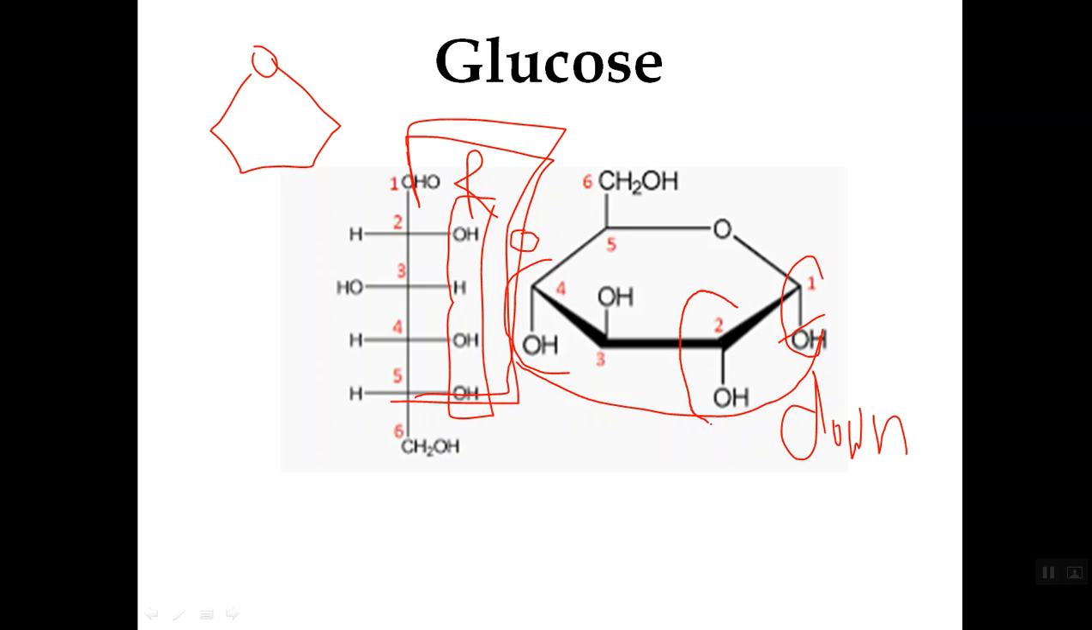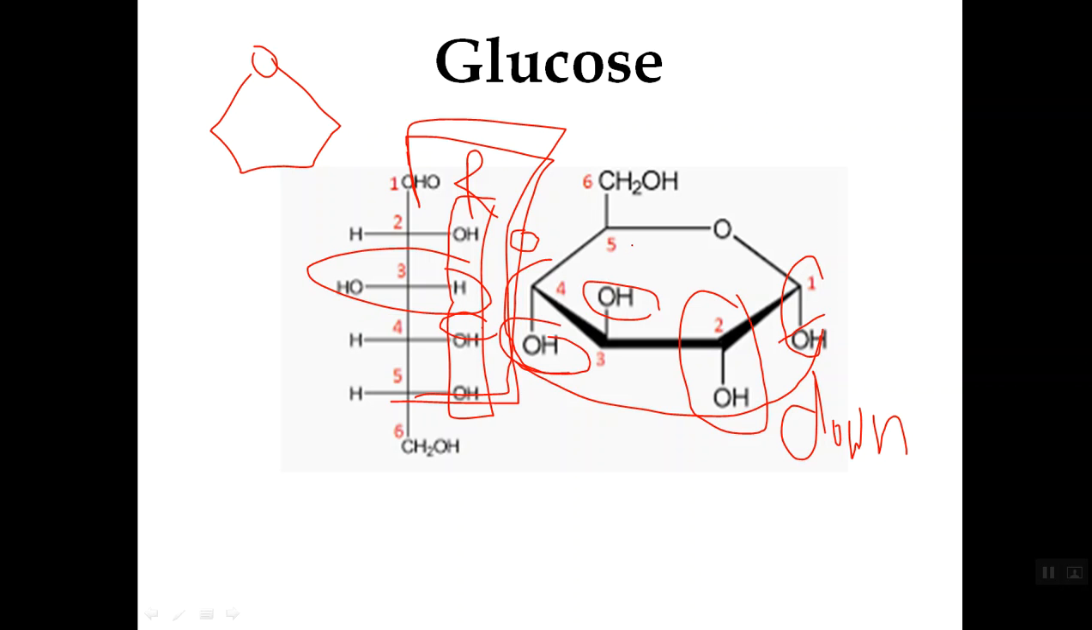At C2 in the Fischer projection you have the OH towards the right side, so you have the OH downwards. And at C3 you have OH towards the left side, it is placed upwards in the Haworth ring structure. And at C4 position you have OH towards right side, that is placed downward of the Haworth projection.